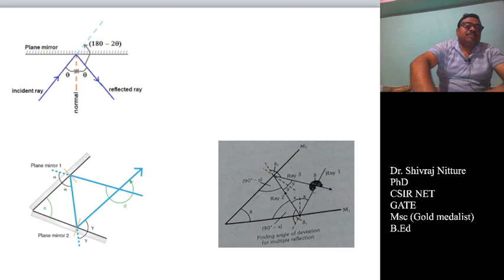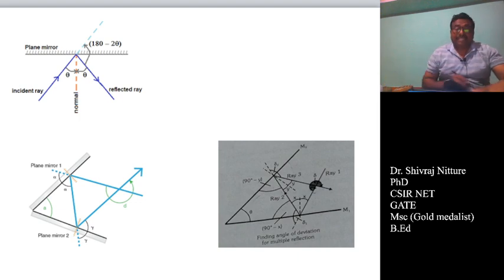Understood. Next, let us go to the next slide. Here, what I have done is the angle of deviation produced in the case of a plane mirror. Look at it this way, right?